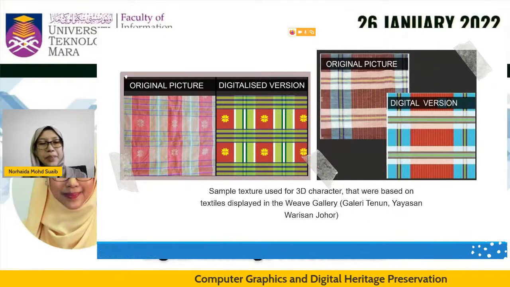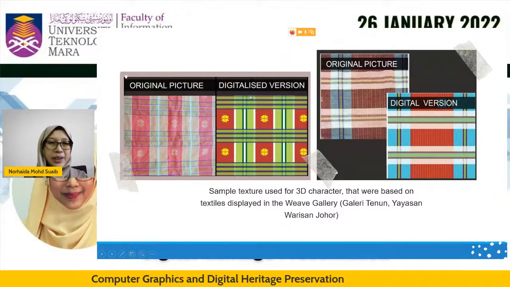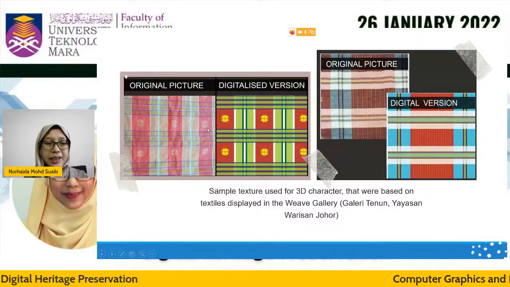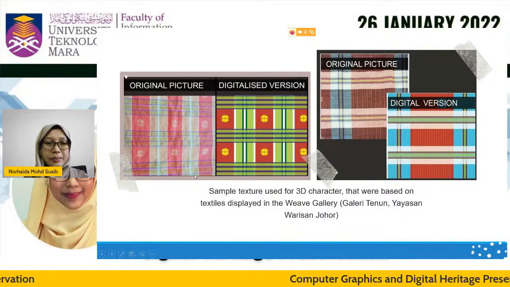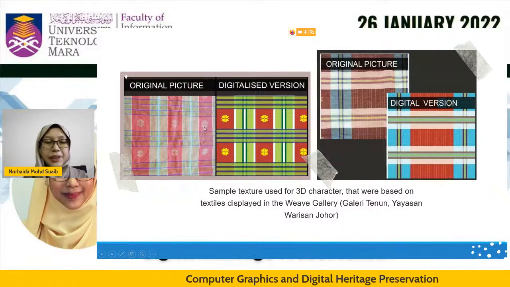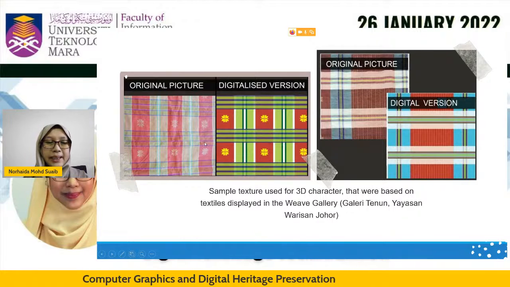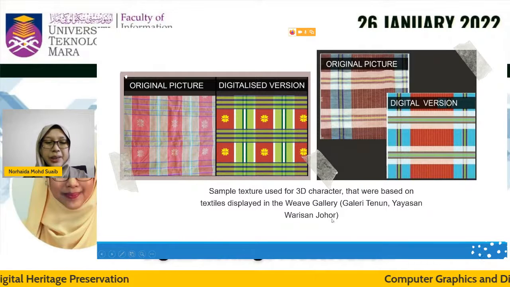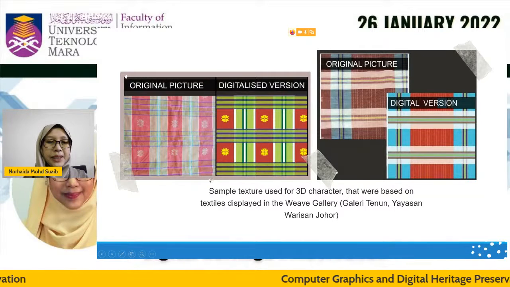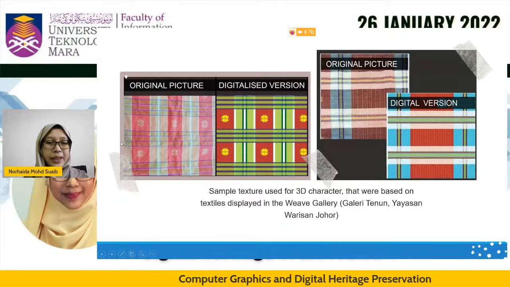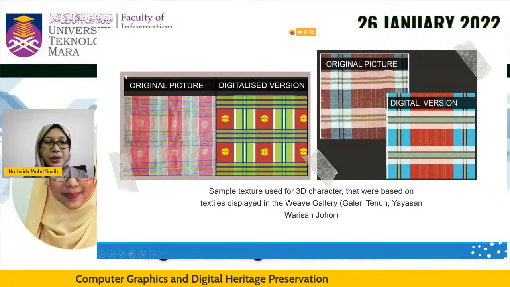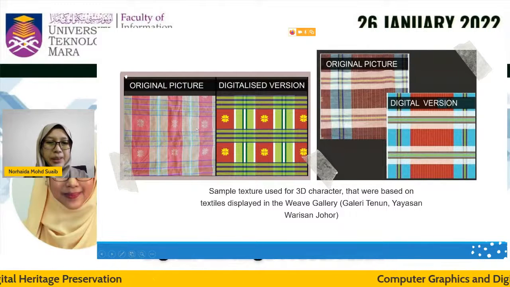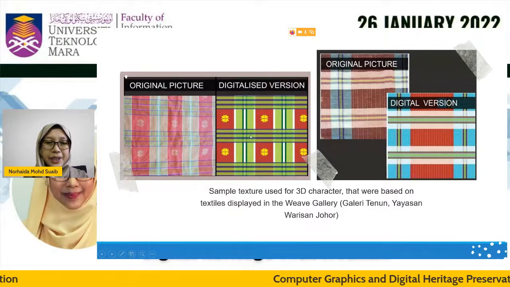Okay, so another part of the project is on digitalizing the texture for the textile for the dancer. For example, they wear this samping, and then the student went to the Gallery Tenun, Yayasan Warisan Johor, to get some samples of the woven textile. So he changed from the picture that he took, and then got the digitalized version.